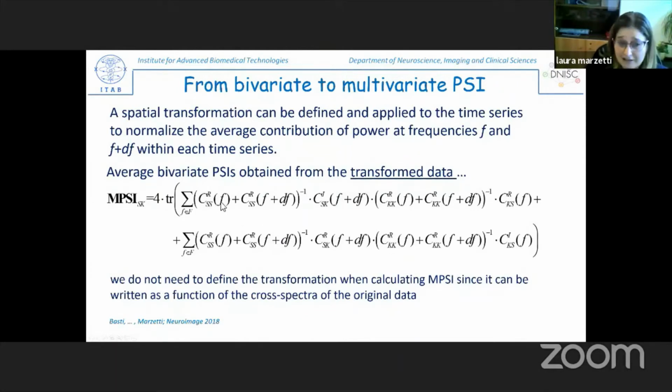Here R stands for the real part, as before in Guido's talk, and I stands for the imaginary part, and f plus the frequency bin is the frequency bin across which you estimate the slope that is needed to assess whether signals at location 1, in this case signals at location K S, come before signals at location K.